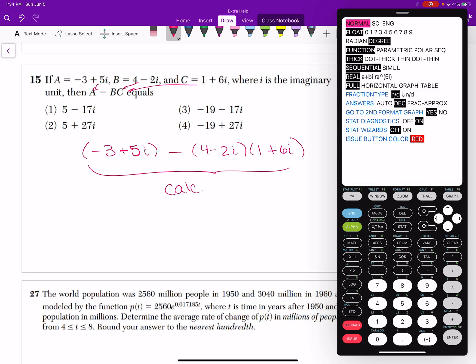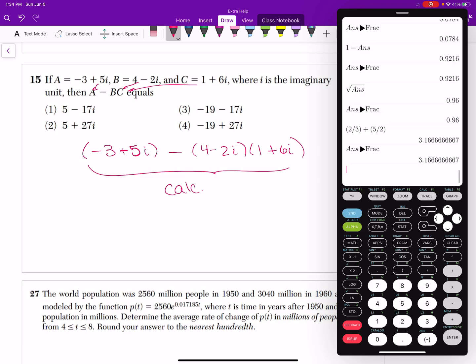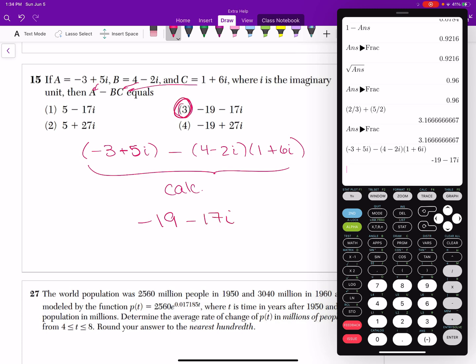Make sure if you go to mode that you are in A plus Bi mode. Should also be in radian mode. So make sure that you're in A plus Bi mode. And then now you can type in negative 3 plus 5i minus 4 minus 2i, 1 plus 6i. And your calculator gives you negative 19 minus 17i, which is answer choice 3.